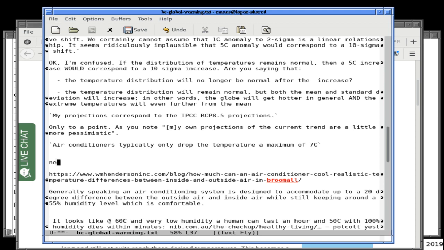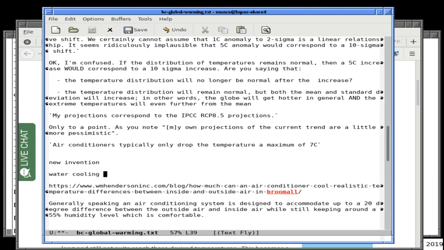Now we also want to talk about the possibility of new invention. Water cooling. Water remains pretty cool. And that's true. Water doesn't actually heat up as much. A 60 degrees Celsius heat wave is not going to heat the water to 60 degrees. If it does, you would scald to death basically in water, and water simply has a much higher specific heat.